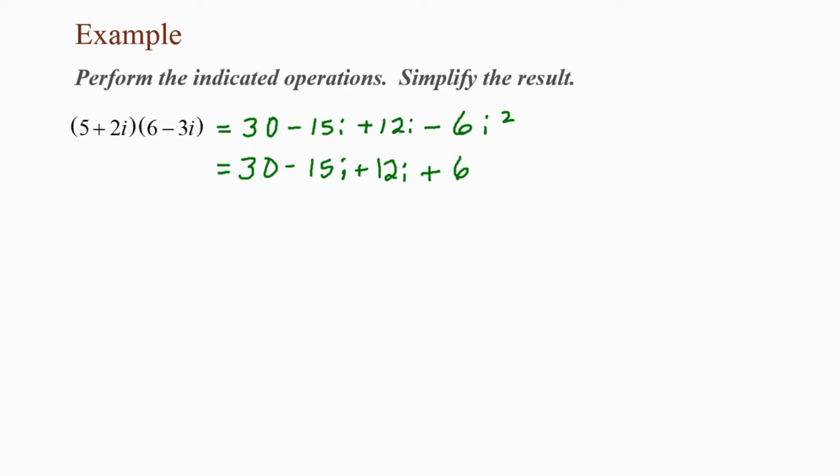Adding my real numbers, 30 plus 6 is 36. Adding my imaginary numbers, negative 15i plus 12i is negative 3i. My final answer, 36 minus 3i.